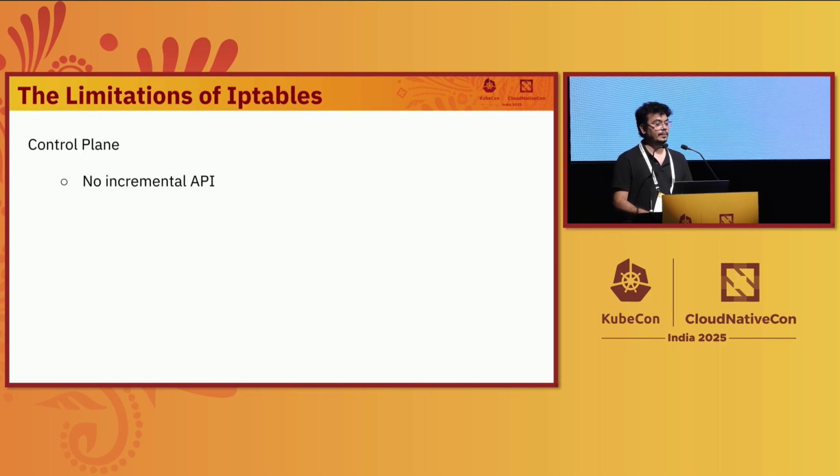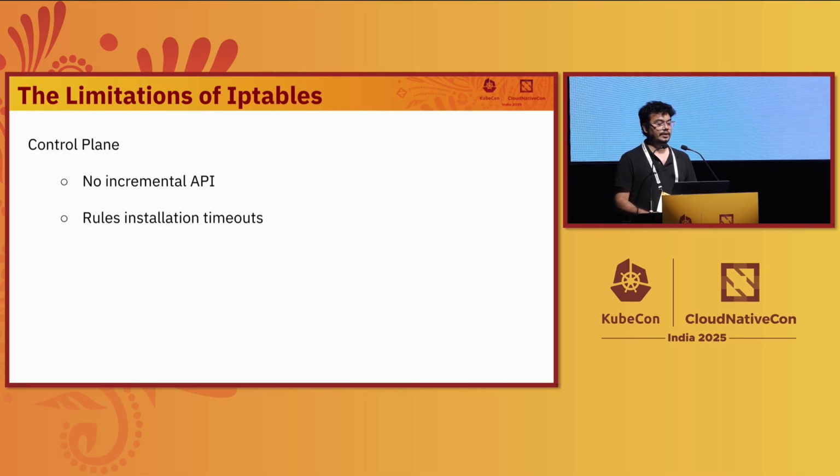In the control plane, there is no incremental API. Whenever you are trying to write a rule, it follows a process. It first takes a lock, then downloads whatever IPTables rules are present. Then it edits whatever rules were created or deleted, re-uploads them, and then releases the lock. So every time a new rule comes up, or new pods spawn, or endpoints are created, it follows the same process every time.